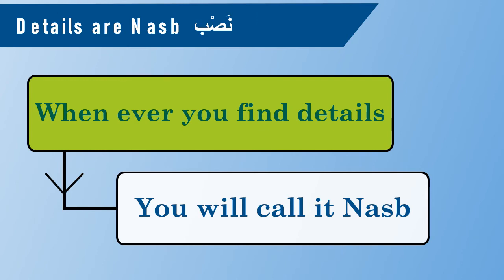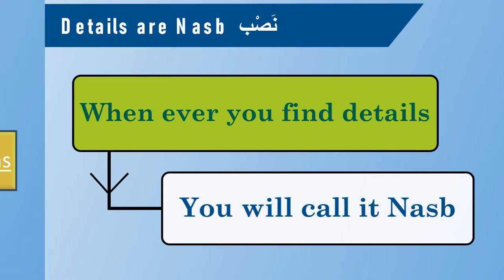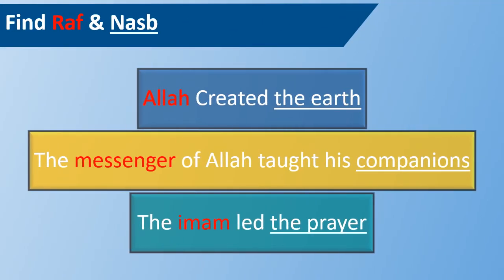Let's find rafa and nasb in these sentences. Allah created the earth. Allah is the doer because He created. What did He create is a detail. The earth is nasb. So Allah is rafa and earth is nasb. The messenger of Allah taught his companions. The messenger is rafa because he did the action of teaching. And whom did he teach? Companions. So companions will be nasb, the detail.